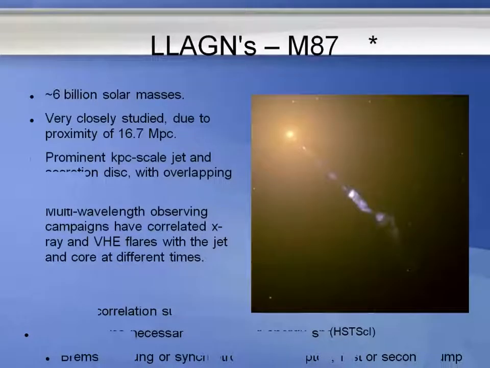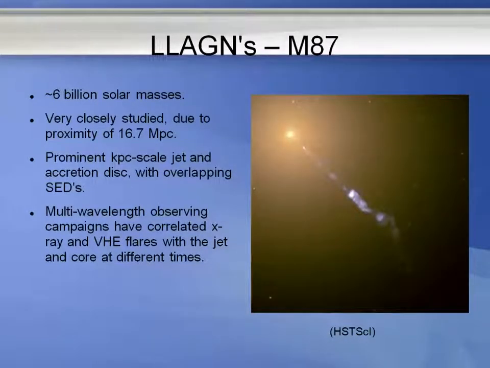Another very famous LLAGN is M87. This is about 1,000 times bigger than our galactic center, and it's very well studied because of its proximity to us. And it happens to be aligned in such a way that we see this spectacular kiloparsec scale jet coming out of it. And because of that, we have a very simple time, in comparison to most AGNs, looking down at the jet forming region, seeing the relation between the jet and the accretion disk, and so forth.